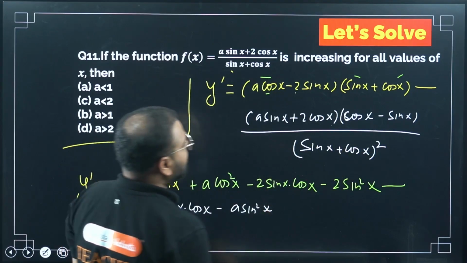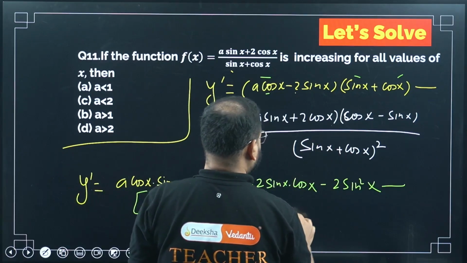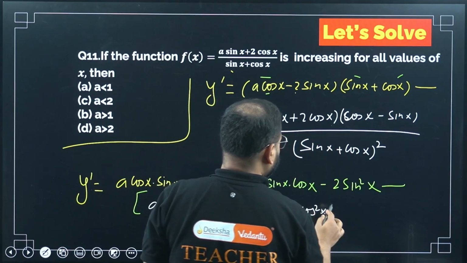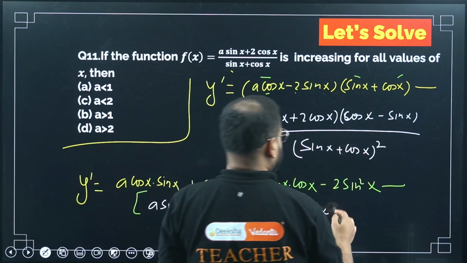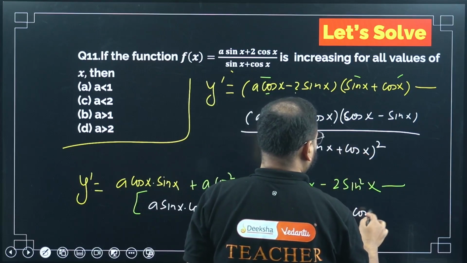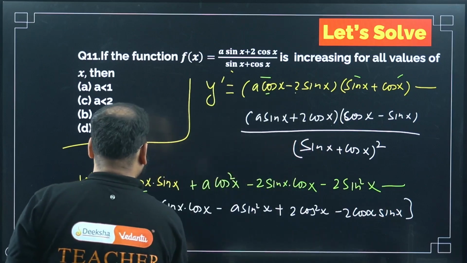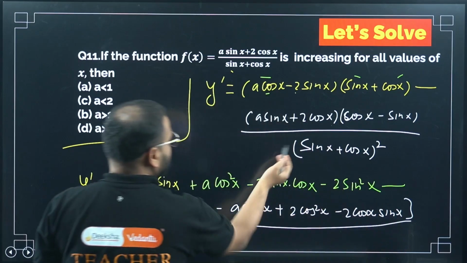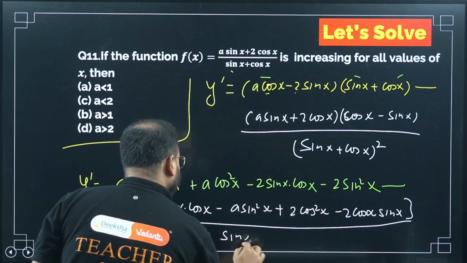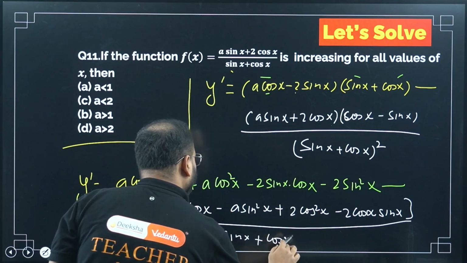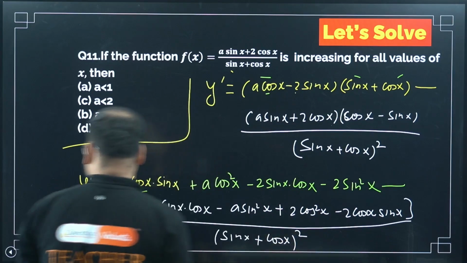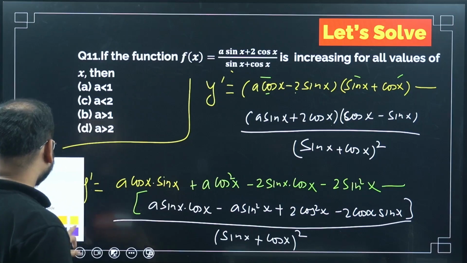Now a sin x with minus sin x. Next, 2 cos x with cos x, so plus 2 cos square x, and 2 cos x with minus sin x, so minus 2 cos x sin x. Whole thing divided by this whole thing, sin x plus cos x the whole square. Okay, go ahead.